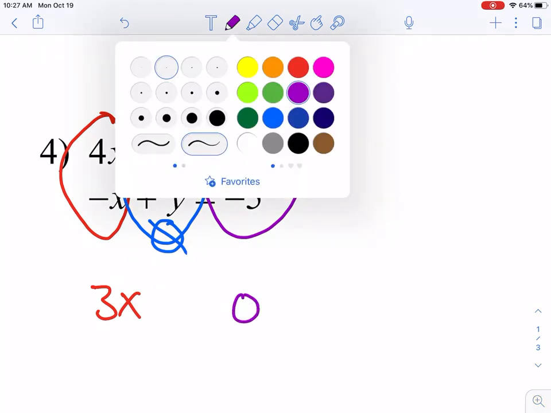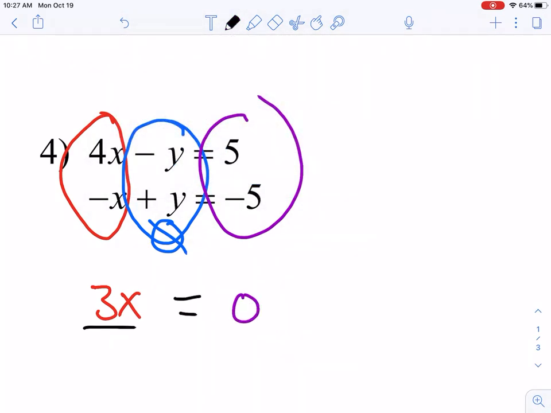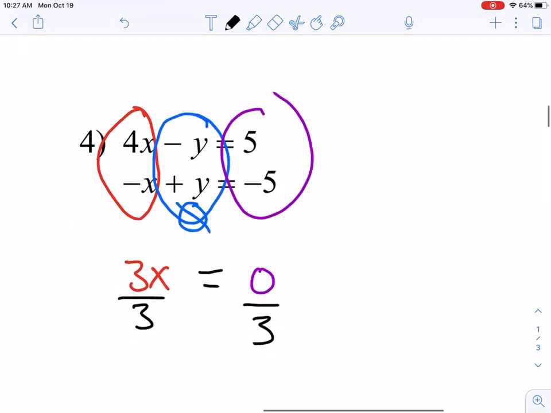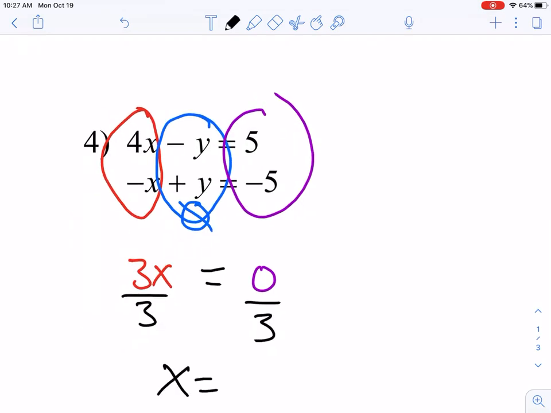So 3x equals 0. I can divide 3 to both sides. And x equals 0 divided by 3, which is 0. X can equal 0. That's fine.